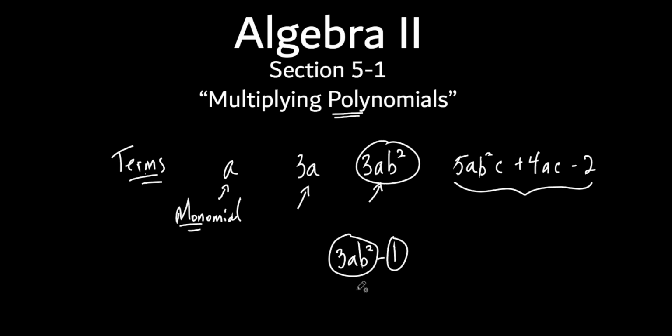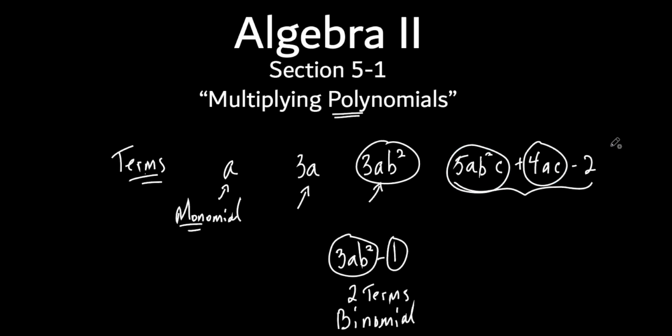But what about this one right here? This 3ab squared, that's one term. Even just a single number, just a constant number, a 1, would be considered a term. So how many terms do we have here? We have 2 terms. So what would we call that? A binomial. And then this has how many terms? This has 3. There's one term right there, separated by a plus sign, correct? Right there, and then right there. So we have 3 terms.